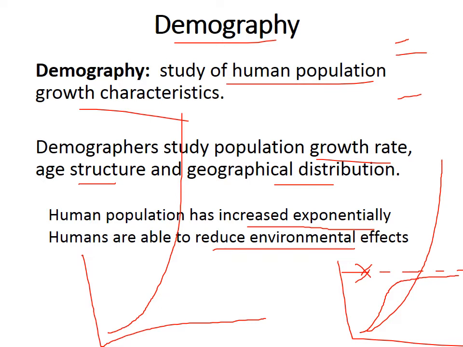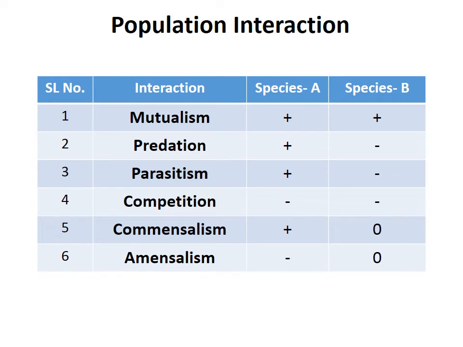So this is demography. Now if you see the human population growth over the last 100 years, the growth looks like this. After the 1950s, the human population of the world is increasing drastically, due to the revolution of technology. Next, the population interaction.